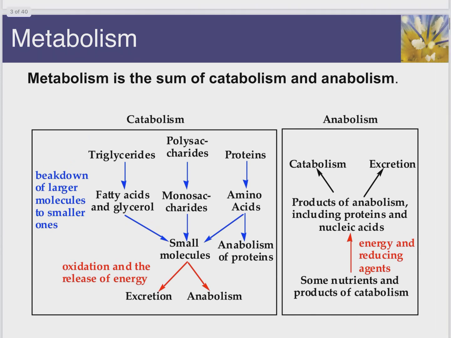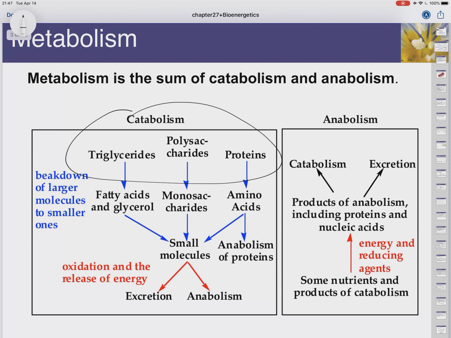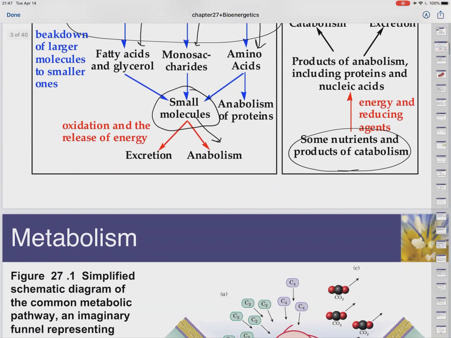You can kind of see that summarized here. Catabolism will take any of those things that we've previously looked at and ultimately break them down into small pieces. Proteins become amino acids, polysaccharides become monosaccharides, and triglycerides become fatty acids and glycerol. Those small molecules will either be used in creating new, bigger substances or be excreted as wastes. Anabolism is just the opposite of that. Some of the nutrients that we get from our food will go towards the building blocks for our molecules.